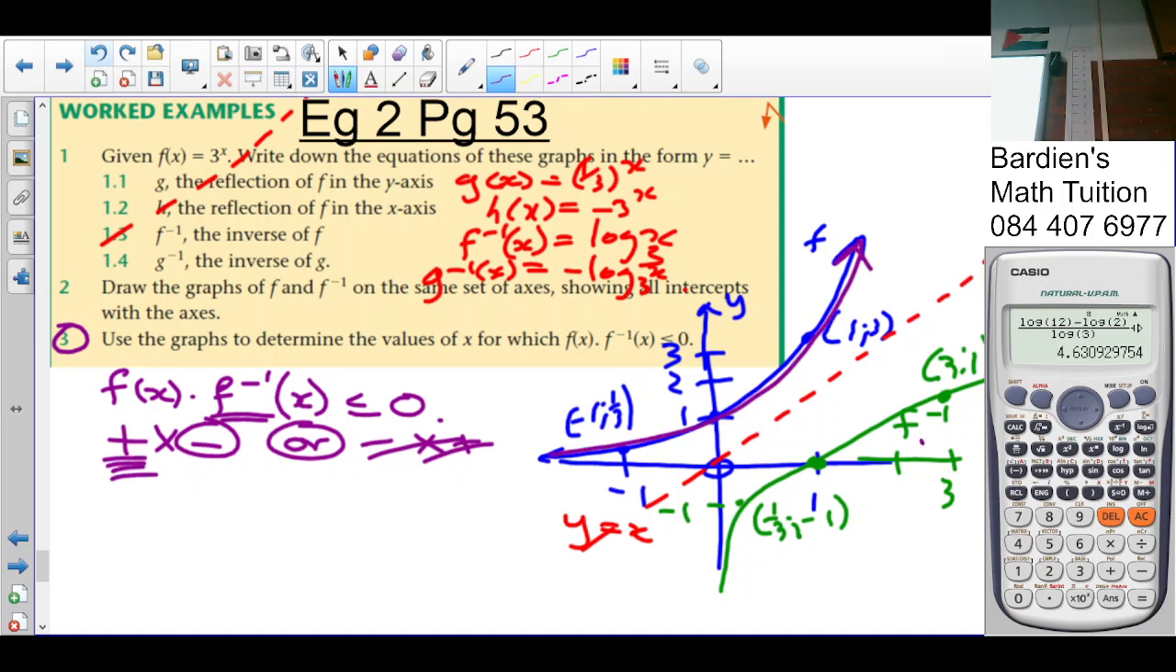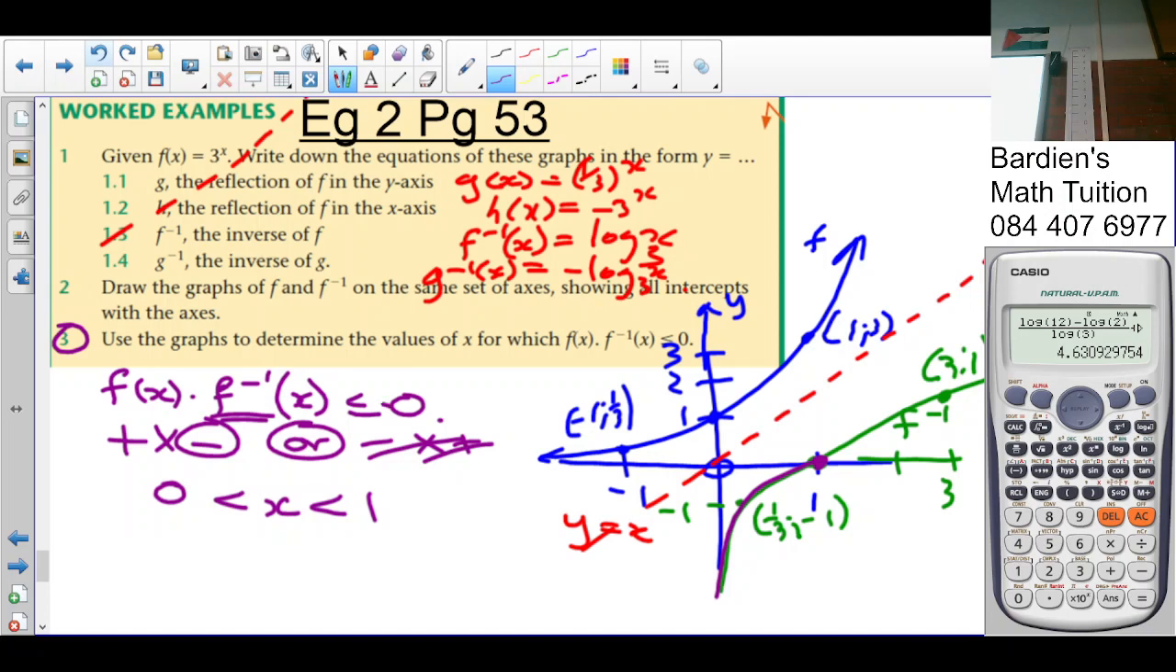What makes it positive? It's above the x-axis. But below the x-axis, of course, is going to be negative. As you see, the whole graph is above the x-axis, which makes the whole graph positive. So f of x is always positive. So we're just going to look where the inverse function is negative. As you can see, the inverse function is negative from there up until the point of 1. Beyond 1, the graph is going to be positive, above the x-axis. So for it to be negative, it will be between 0 and 1. It's a continuous solution. So x is greater than 0, but less than 1.